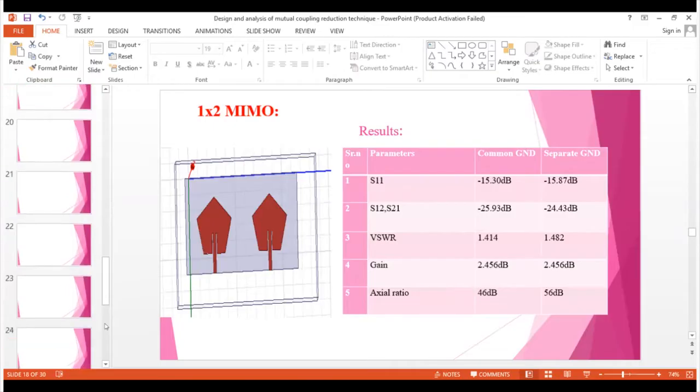Next, 1:2 MIMO. In 1:2 MIMO, two antennas will be used, with an interspacing of lambda by 2. Here 1:2 MIMO has minus 15 to minus 15.30 dB as the reflection coefficient, and the mutual coupling will be minus 25. The reflection coefficient at 2.4 gigahertz is below minus 10 dB, and the mutual coupling S12 will be above minus 20 dB in 1:2 MIMO.